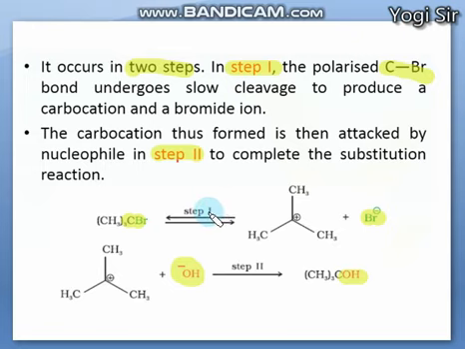Step 1 is reversible, slow, as well as the rate determining step, while step 2 is faster and does not determine the rate of reaction.